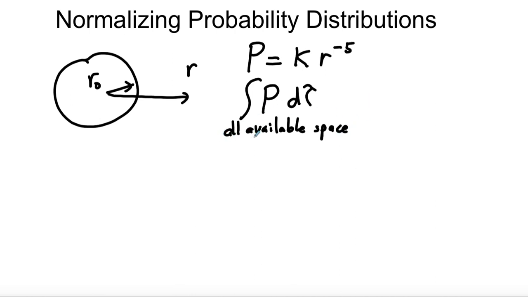If we integrate over all available space, this integral must come out to 1. In other words, the probability that he is somewhere has to be equal to 1. Okay, so let's go ahead and do this integral and figure out what the value of k is, because right now it's just an undetermined constant. Now to do this, we're going to have to use spherical coordinates.